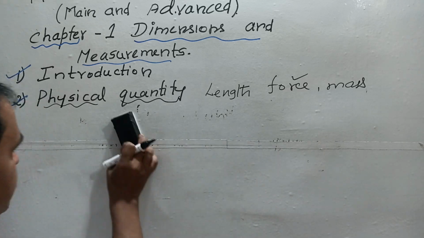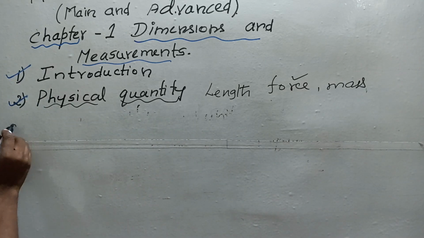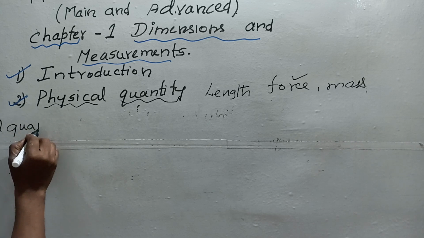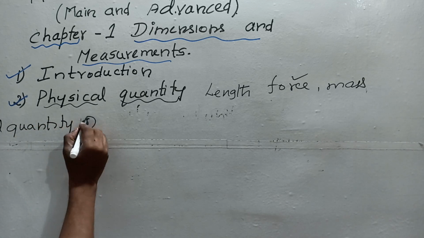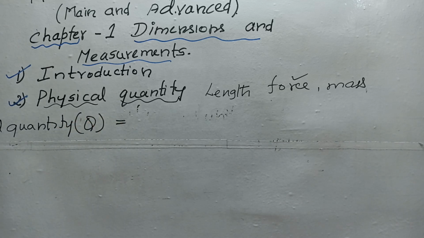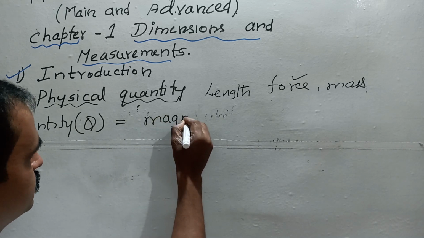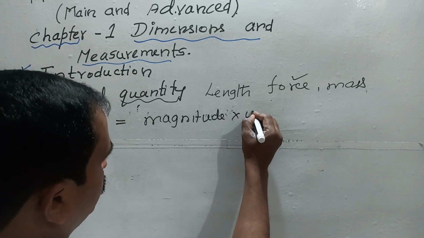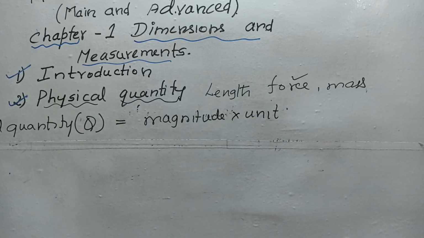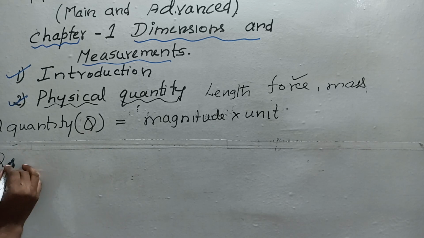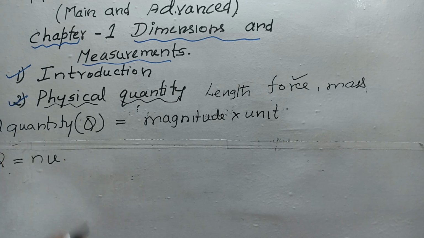What is the physical quantity Q? Physical quantity Q is equal to magnitude into unit. Physical quantity Q is equal to magnitude into unit. That indicates that Q is equal to N into U.